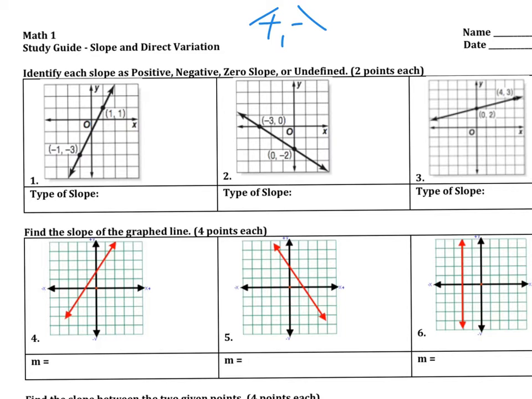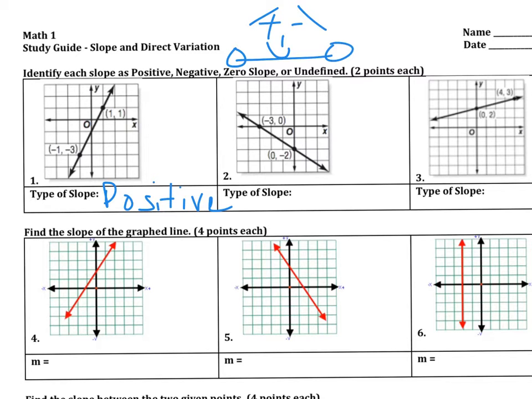And remember, slopes that go vertically are undefined, so look at Mr. Slope Man's nose, and slopes that go horizontally are zero. So looking at number one, I read it from left to right, and I know that it looks like Mr. Slope Man's left eye, so I know that this one has a positive slope.